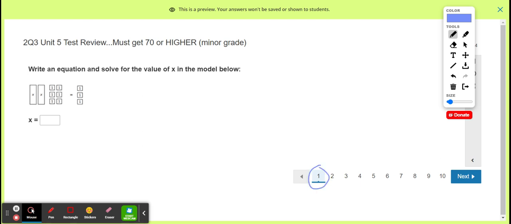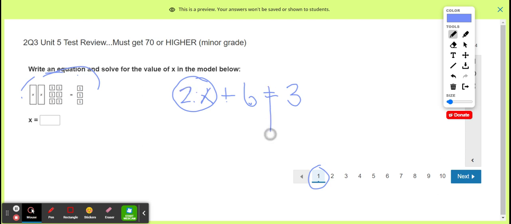So looking at question number 1, first thing we want to do is write the equation that is modeled. So we have 2x plus 6, which is equal to 3. First things first, we want to set up our equation solving process. Circle your variable term, and then draw a line down through the equal sign separating the left side and right side. So we want to start by adding or subtracting to solve. Step 1, we do the inverse of adding 6. We subtract 6 from both sides.